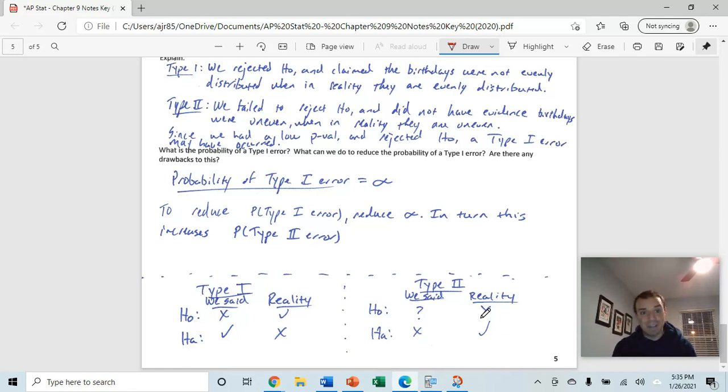So a lot of stuff here. We will recap all of this in class, but hopefully I've laid some of the foundation for you to have an understanding of where we're headed with significance testing, because it's one of the most important things in all of statistics.